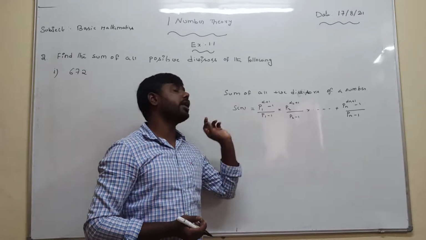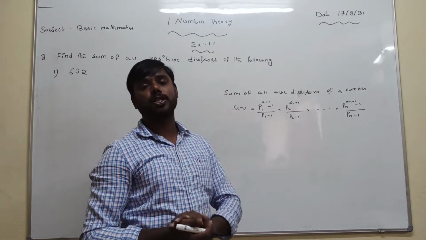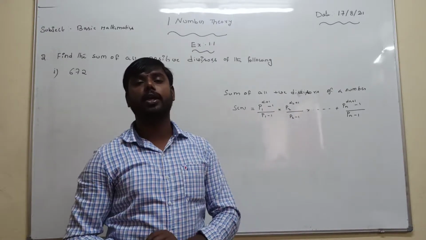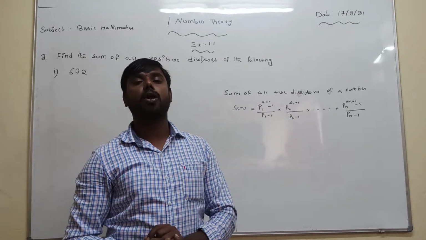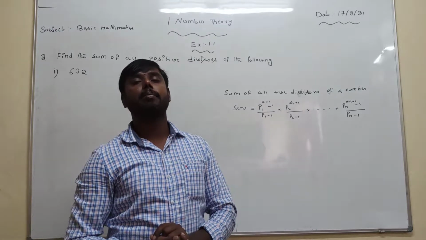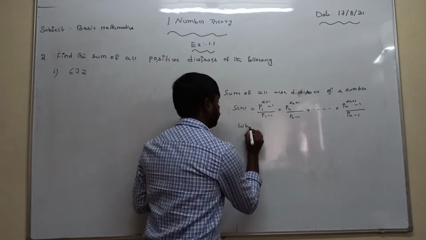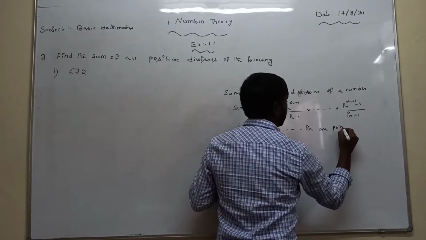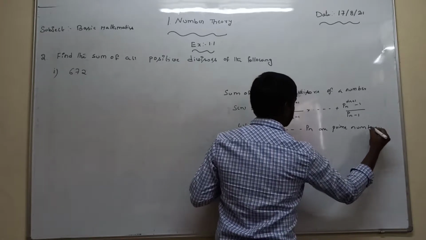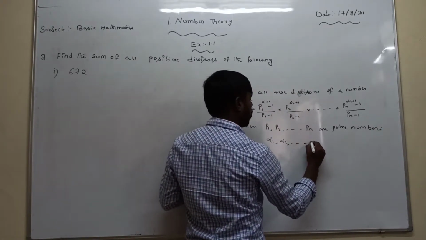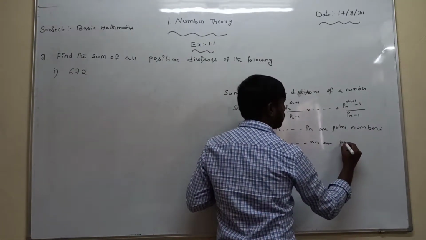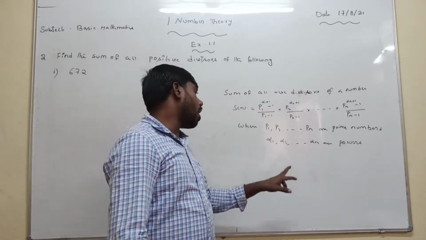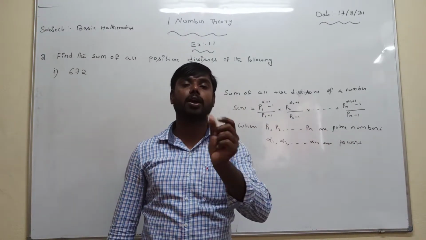The formula is S of n equals P1 power of alpha 1 plus 1 minus 1 divided by P1 minus 1, into P2 power of alpha 2 plus 1 minus 1 divided by P2 minus 1, and so on, up to Pn power of alpha n plus 1 minus 1 divided by Pn minus 1, where P1, P2, and so on up to Pn are prime numbers, and alpha 1, alpha 2, and so on up to alpha n are called powers.